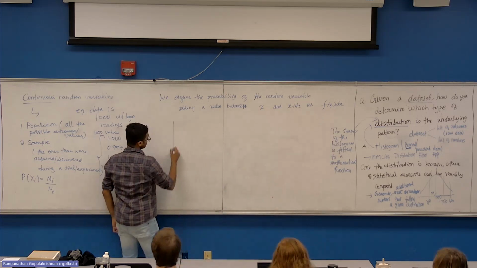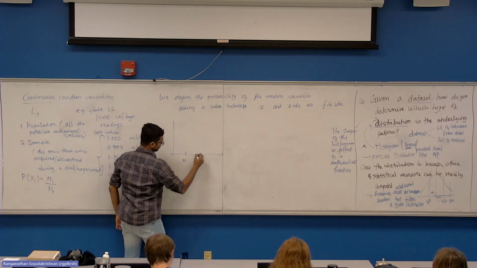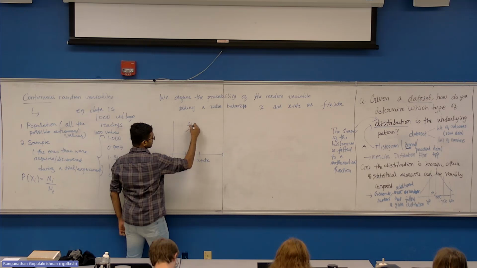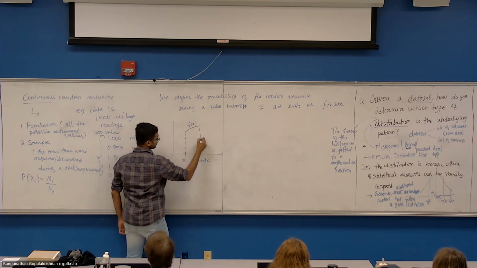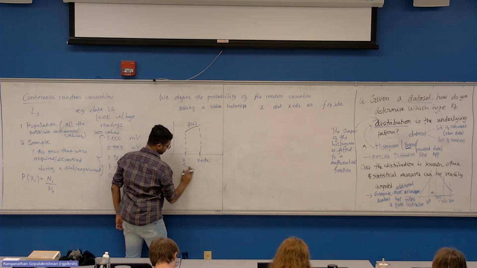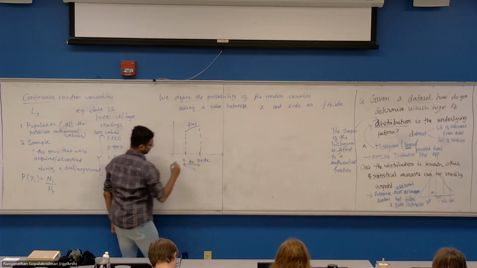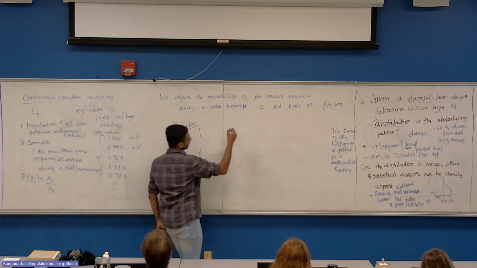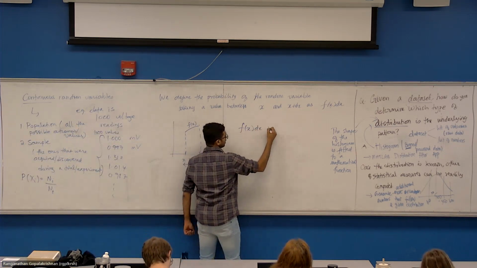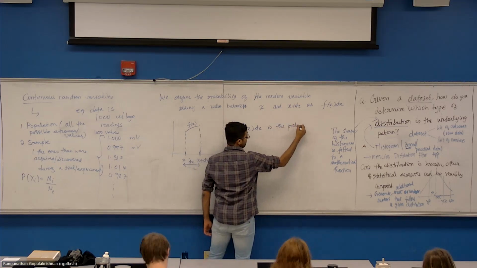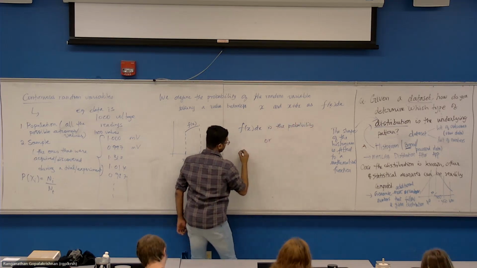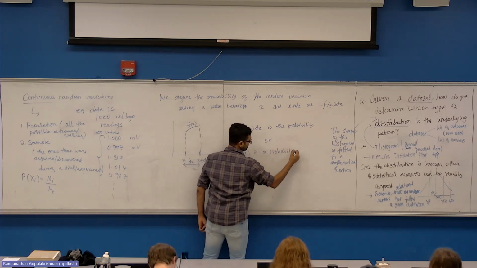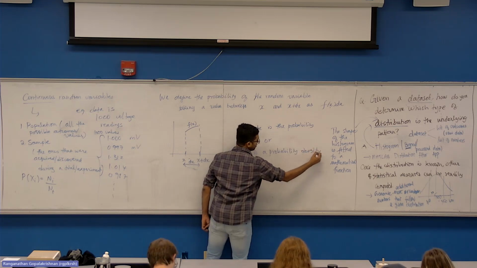It's almost like saying if here is x and here is x plus dx, and here is f of x, then this length is basically dx. It's almost like saying f of x dx is the probability, or f of x is a probability density. Probability density.